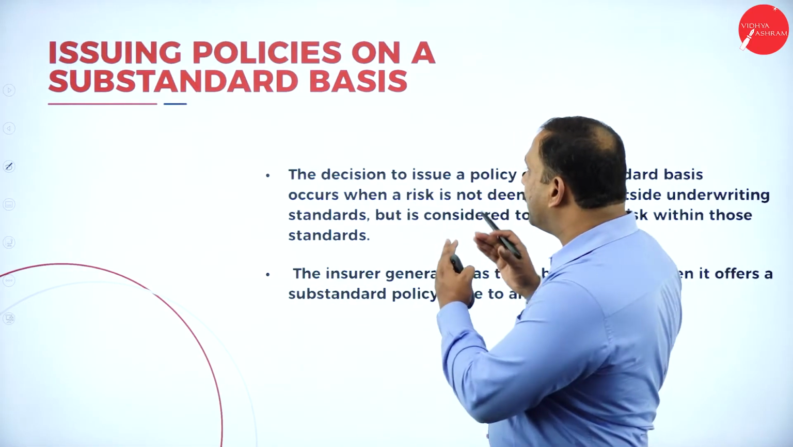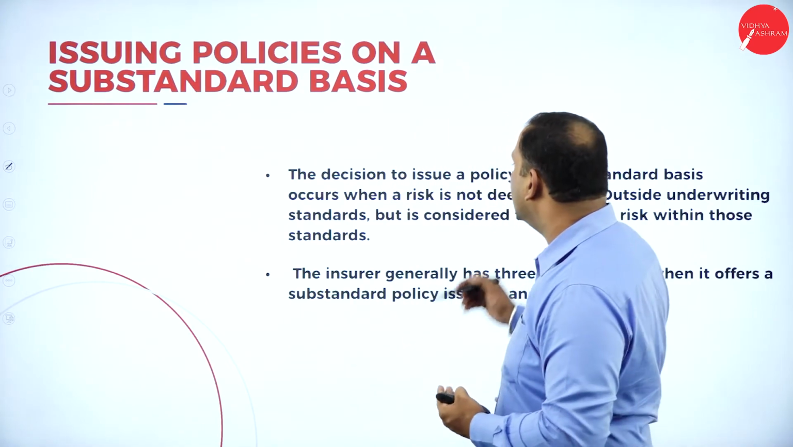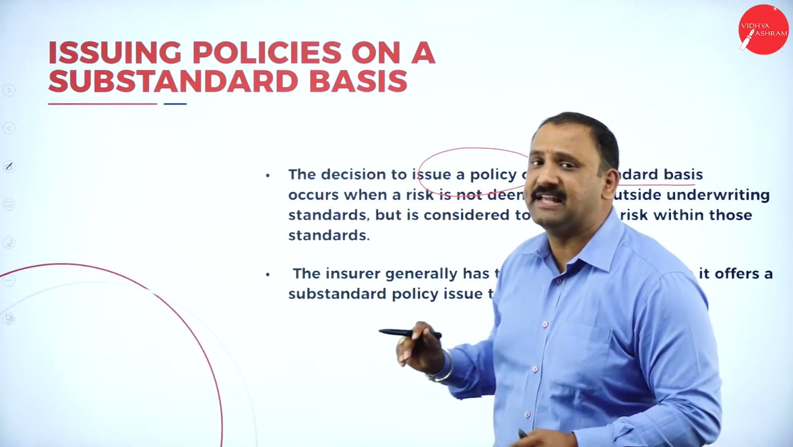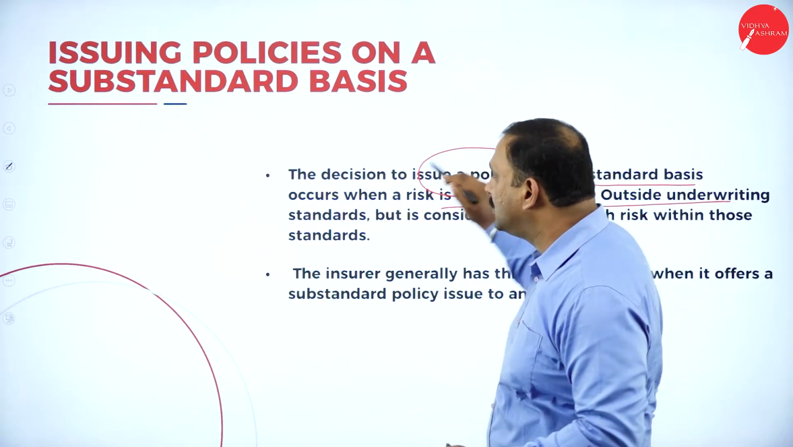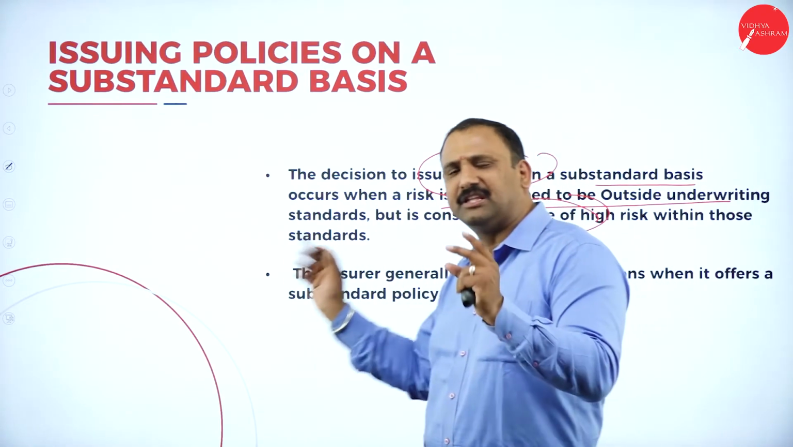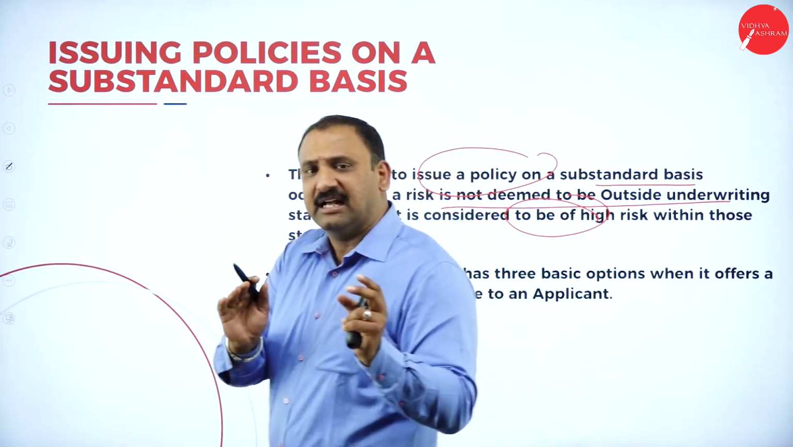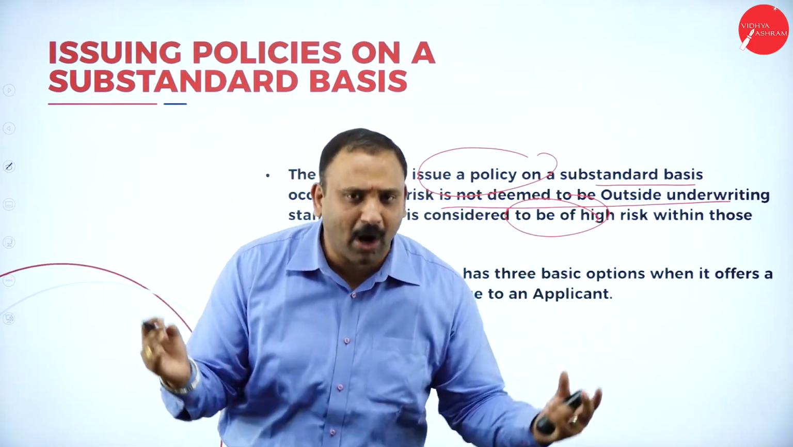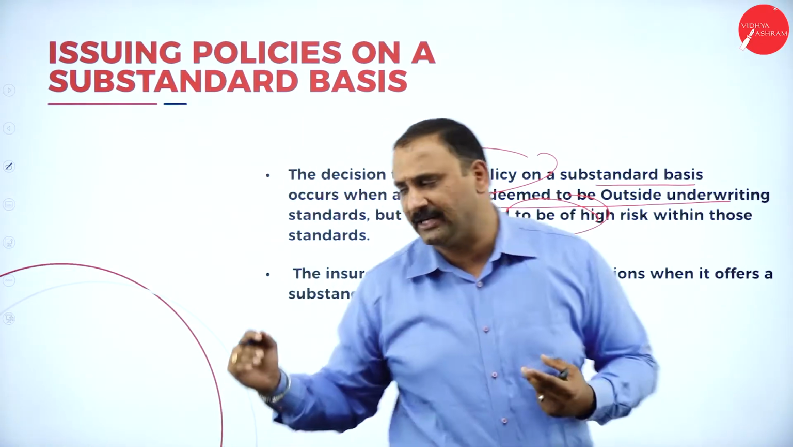Followed by issuing policies on the substandard basis. Where will this factor come? The decision to issue a policy on a substandard basis will occur when the risk is not deemed to be outside these standards. For example, it is considered to be high risk, but well within those standards, can be manageable. I know that it is a risk, but still the underwriters find that it is well within the coverage area, well within the boundary altogether. Let's go for this kind of insurance. So no problem at all for me.